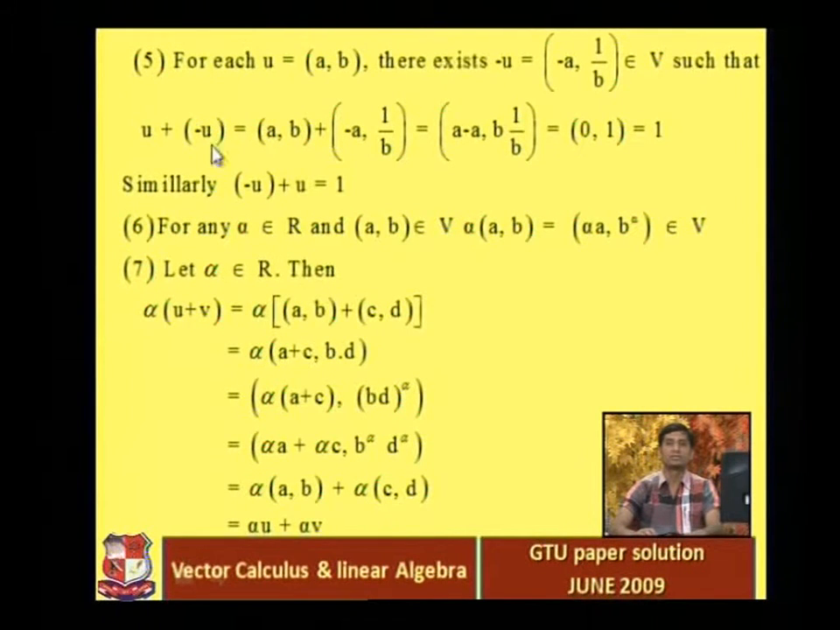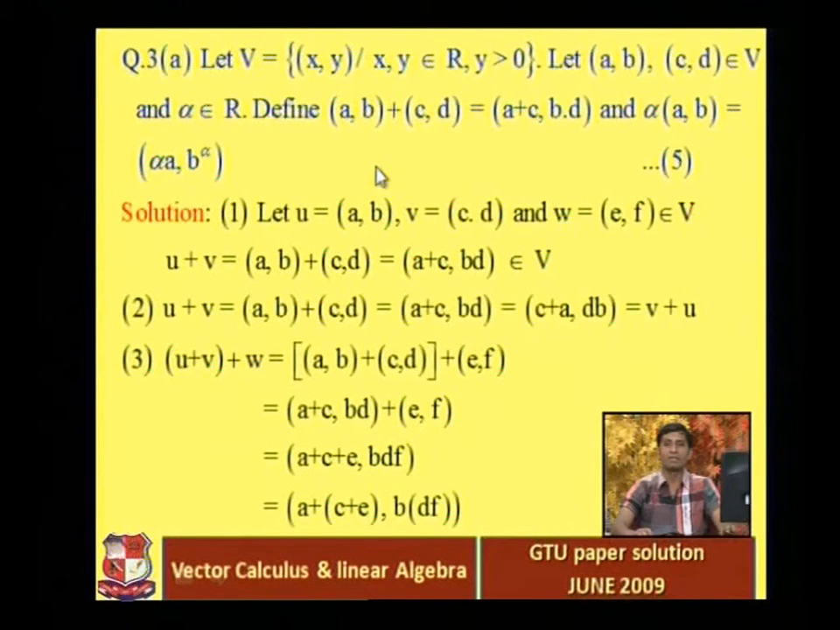Next condition, for each u equal to (a, b), there exists minus u equal to (minus a, 1 upon b) belongs to V, such that u plus minus u is equal to (a, b) plus (minus a, 1 upon b), right? Now how we define addition, again I repeat, how we define addition.